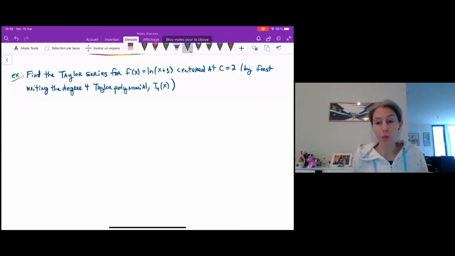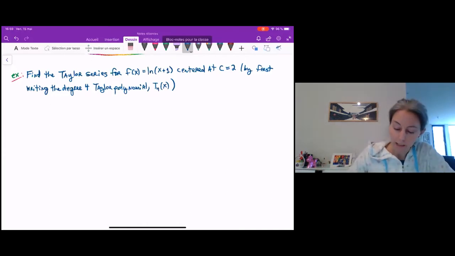So sometimes you'll be told that and sometimes you won't be, but it's useful to know that sometimes, even when you're not asked to find a Taylor polynomial, writing the Taylor polynomial down is going to help you find the pattern. So in this case, it's specifically telling us to, so we have to anyway, and we'll see how maybe that can help us find the pattern.